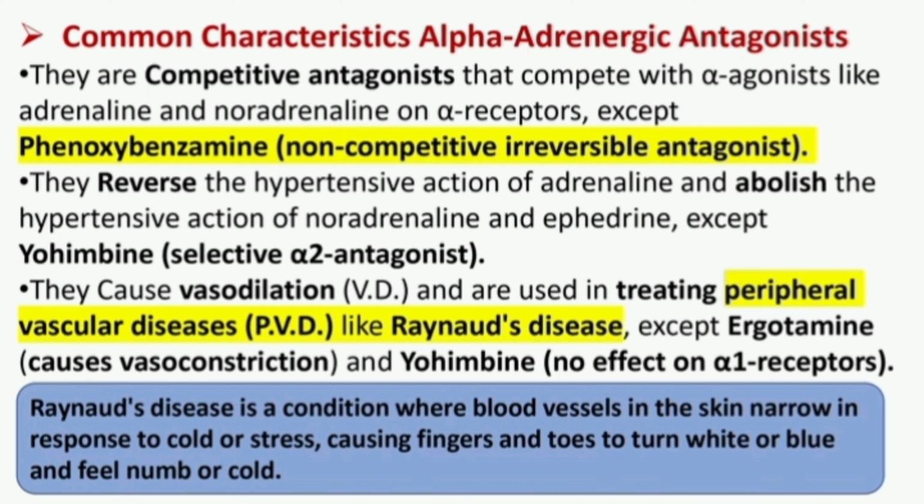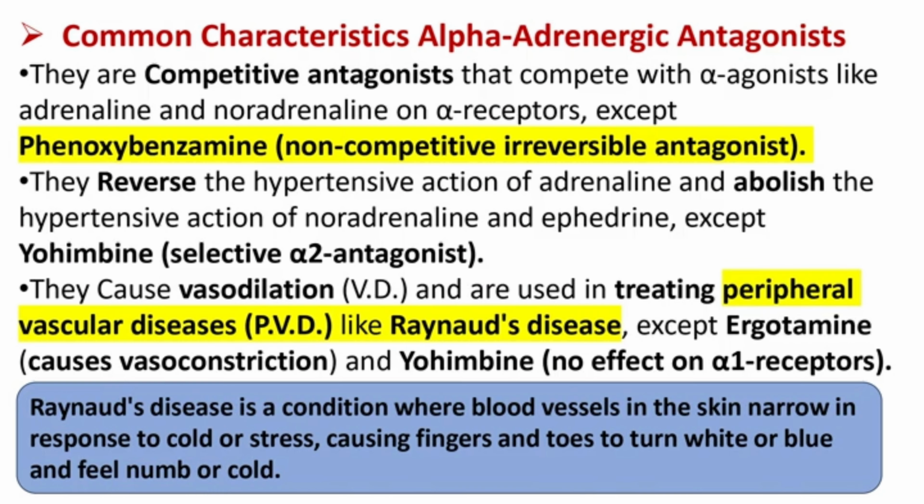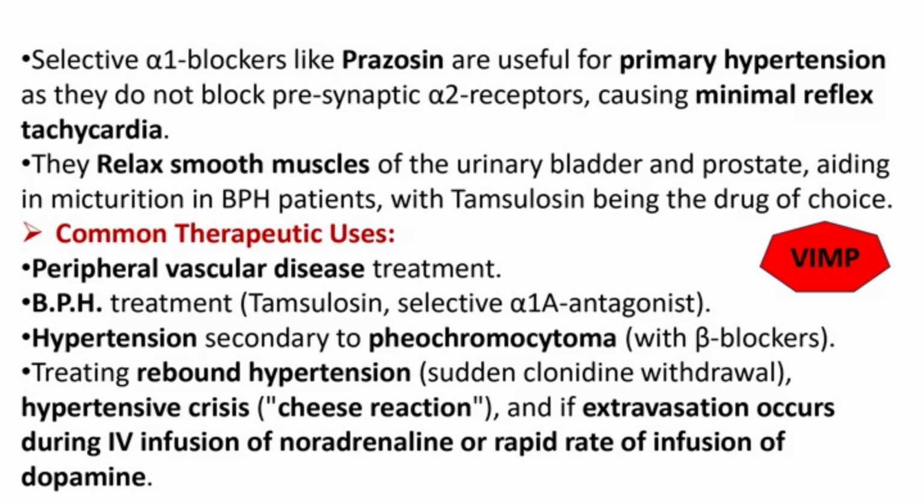The next point is selective alpha 1 blockers like prazosin are useful for primary hypertension as they do not block presynaptic alpha 2 receptors, causing minimal reflex tachycardia. So not that much side effect. It's showing only minimal reflex tachycardia. Because of that, it's mainly used for primary hypertension.